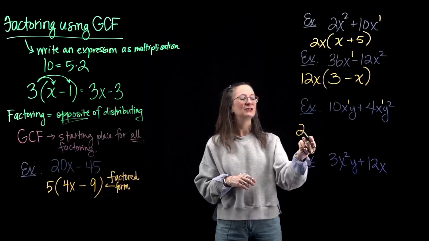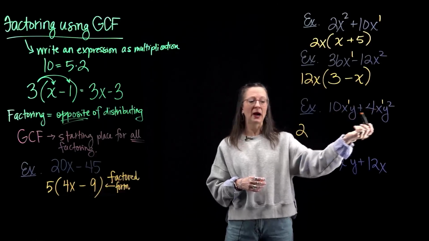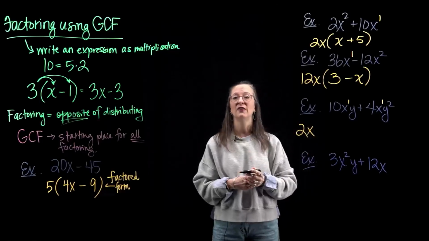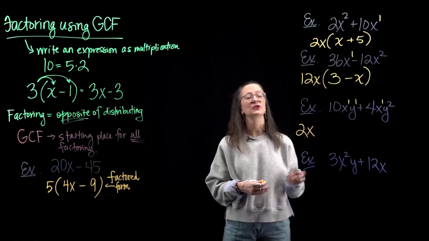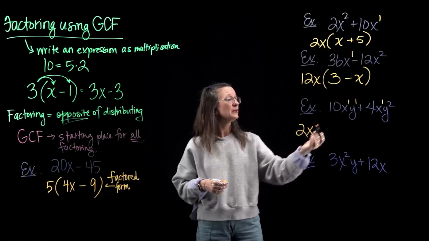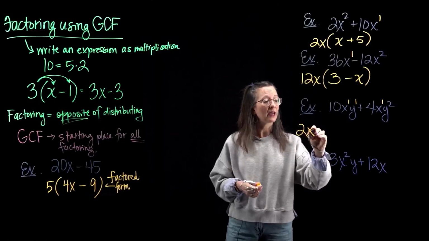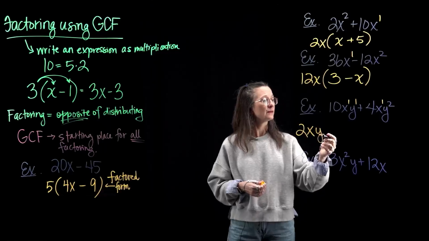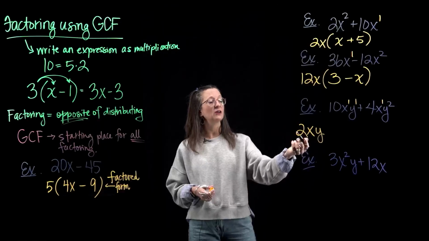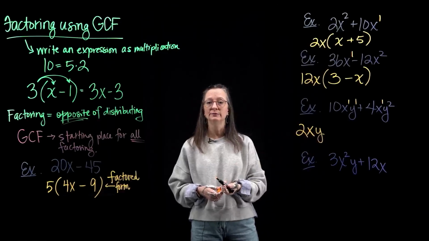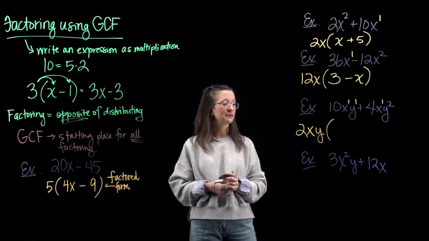So we factored off the 2 that they share. They both have an x to the first power, so I'm just going to factor off an x. And then we have y to the first power in the first term and y to the second power in the second term. They both have a y in common. So my greatest common factor that I'll factor out is 2xy. Then we'll open parentheses and write down what's left.